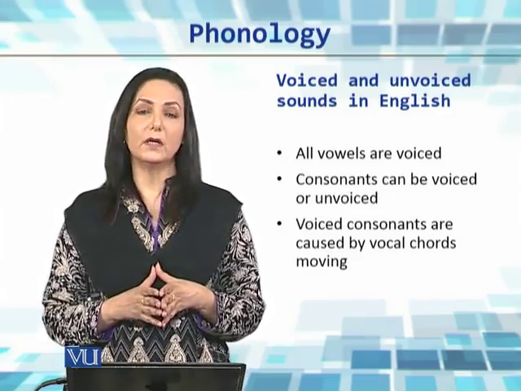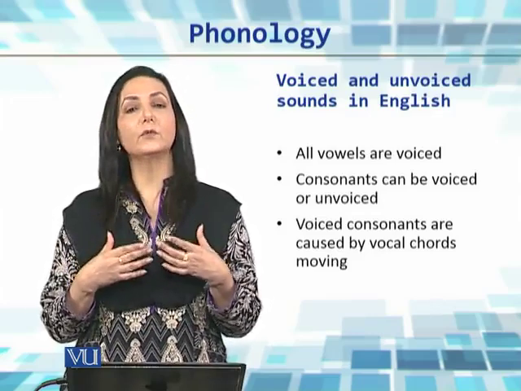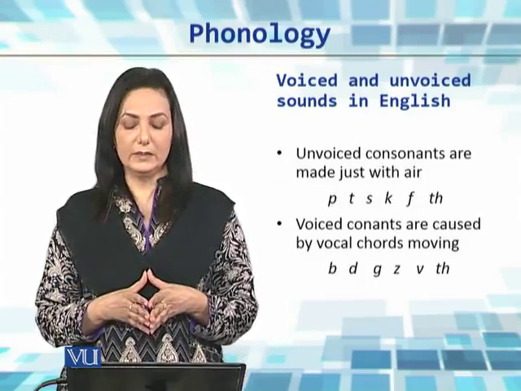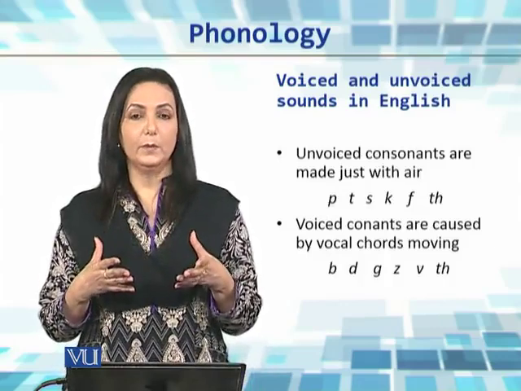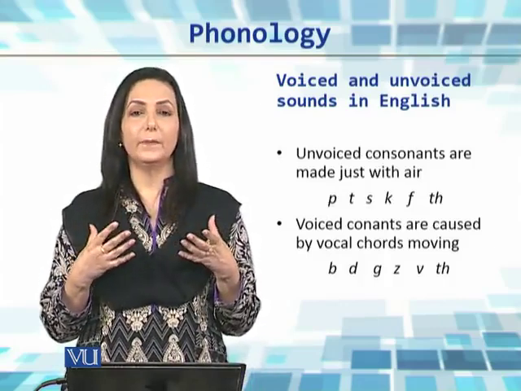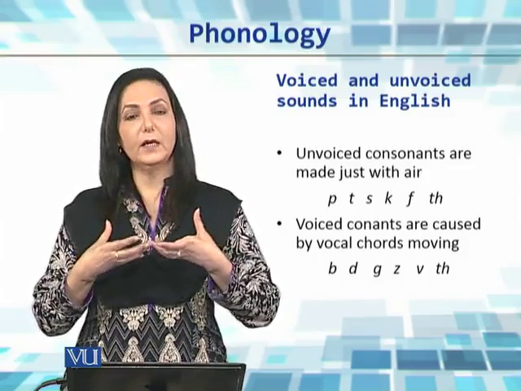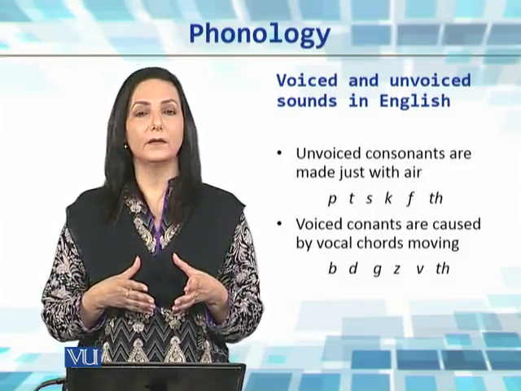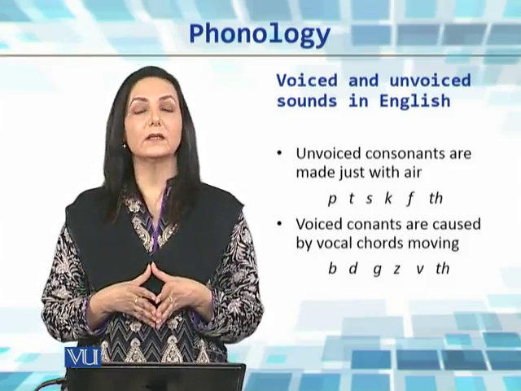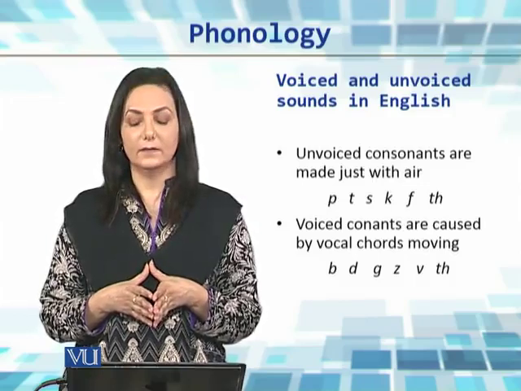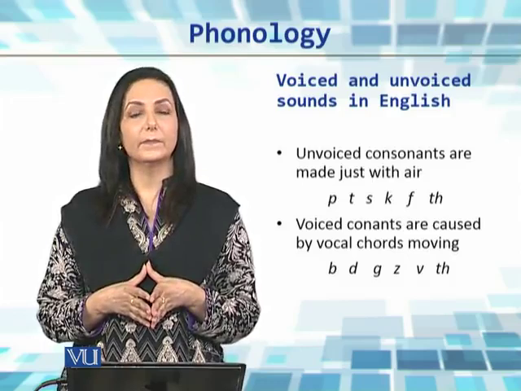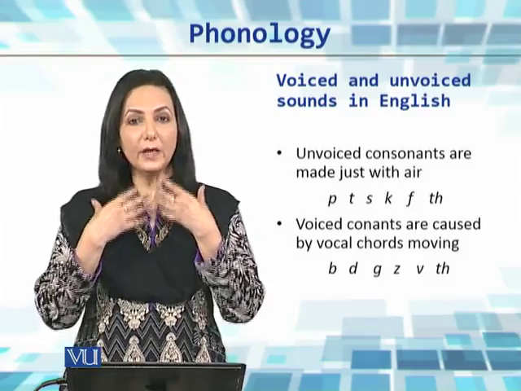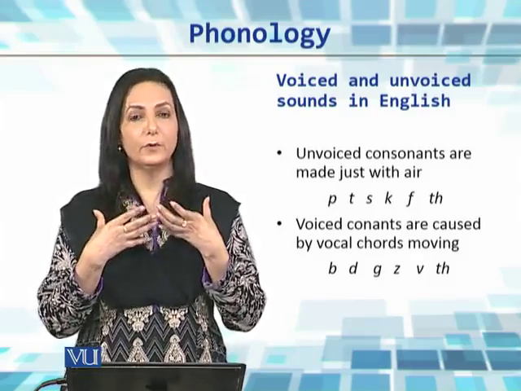Voiced consonants are caused by a certain kind of movement of the vocal cords. Unvoiced consonants are made just with air. You do not use your vocal cords. You just say the sound with a burst of air coming out of the mouth. For example, p, t, s, k, f, th. So when you say all these sounds, you have to bring out a burst of air from your mouth.